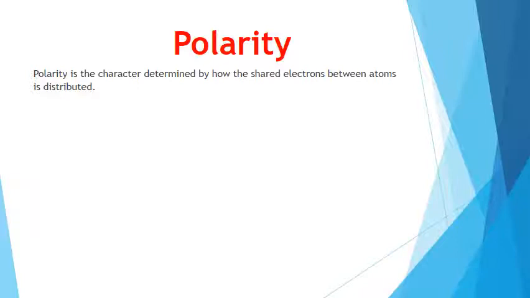Okay, so we're going to cover polarity now. Hopefully, this is a review from an intro chemistry class, but we want to apply this principle to the material. We could have applied it to carbohydrates, and I'll explain why when I get into molecular interactions. But it applies to lipids, proteins, and nucleic acids. So polarity is a character determined by how the shared electrons between the atoms of a molecule are distributed.